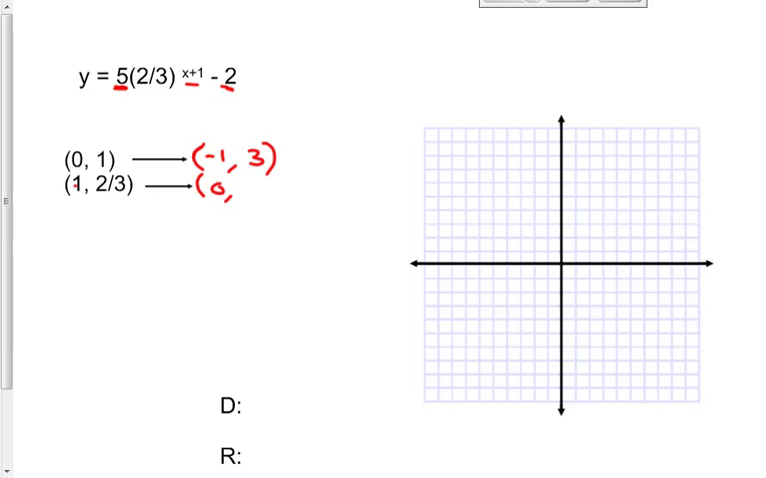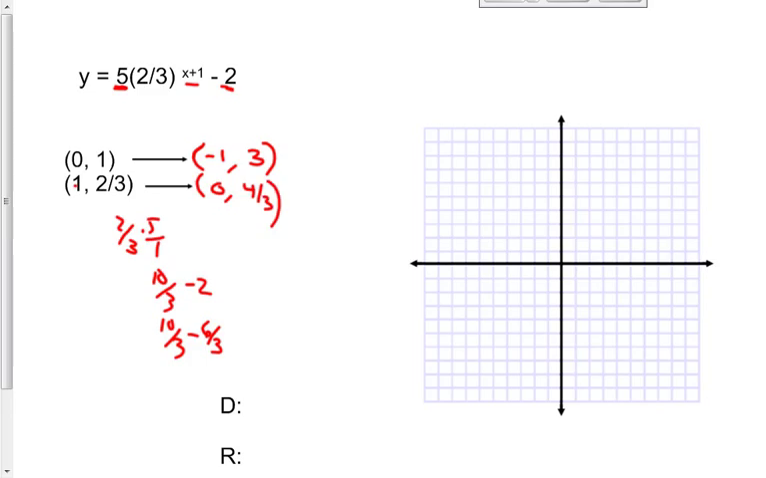2/3 times 5, y value, 2/3 times 5. If you're not sure what you're doing, write it down. 2/3 times 5, 10/3. Then I have to subtract 2. Well, let's look at it. 10/3 subtract 2. 2 is the same as 6/3. Then you can subtract: 4/3.